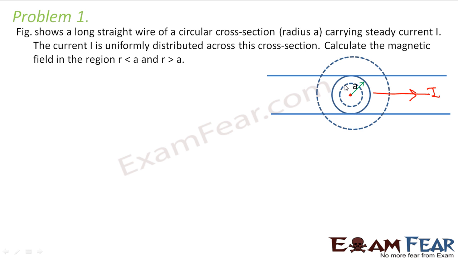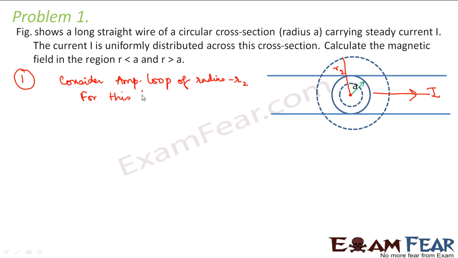Here you see that there are two Amperian loops which are drawn. The imaginary lines or the dotted lines are nothing but Amperian loops. In the first case, let us calculate for R greater than A, that means outside. So let us consider this loop, an Amperian loop of radius R2. For this loop, Ampere's circuital law should hold true.